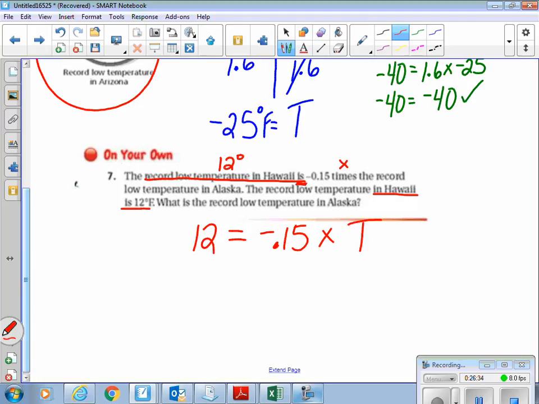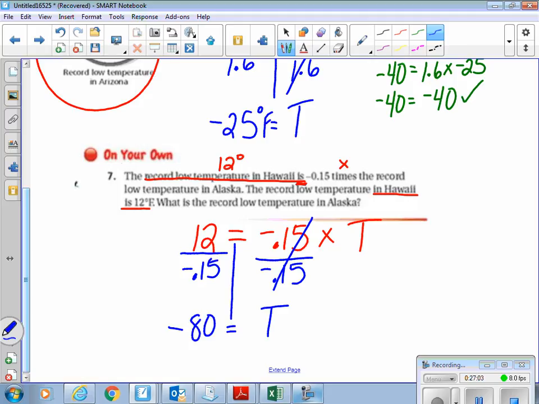How would I get my T alone? You should be dividing both sides by negative 1500. Negative 1500 divided by negative 1500 is 1. 1 times T is simply T. Draw my line. What I do to one side of the equation, I must do to the other. So we need to divide by negative 1500 on this side as well. A positive divided by a negative is a negative. 12 divided by 1500 would give you 80. So the record low temperature in Alaska is negative 80 degrees Fahrenheit.